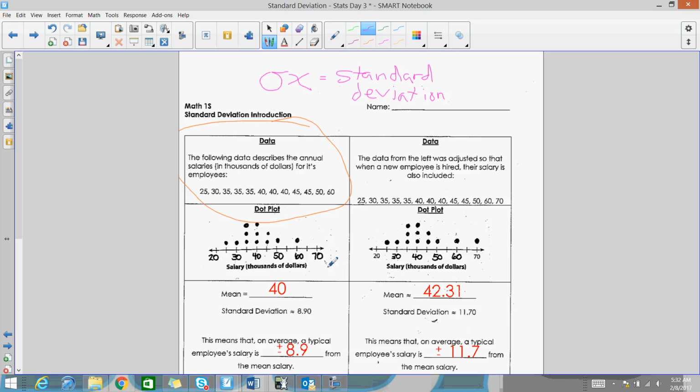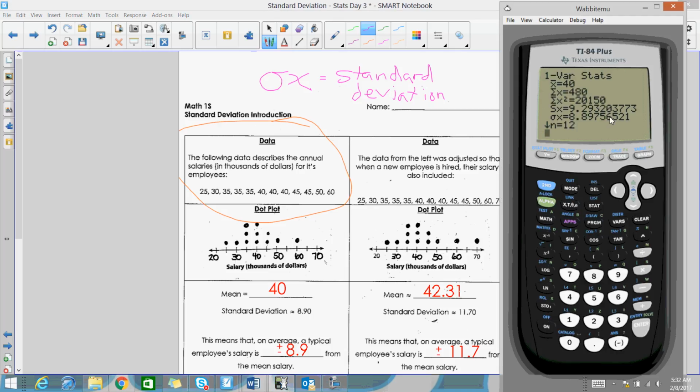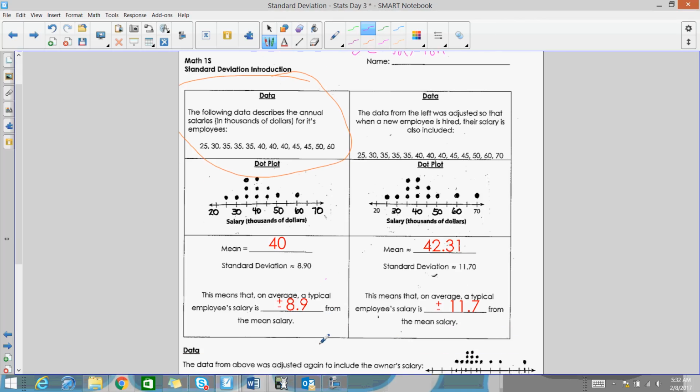And standard deviation, this is what we're going to talk about today, is found on your calculator. We're not going to do it by hand. Standard deviation is the distance that the average or the majority of your numbers are going to be from your average. So since we're talking about salaries, if our average salary was $40,000, because it's in thousands of dollars, and our standard deviation we found to be 8.9, that means that on average, a typical employee salary is plus or minus.